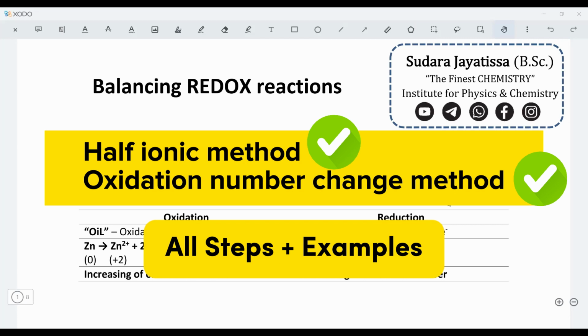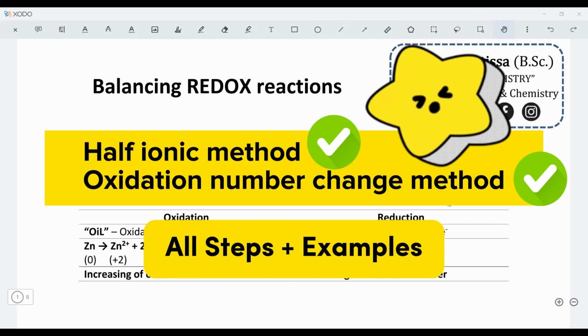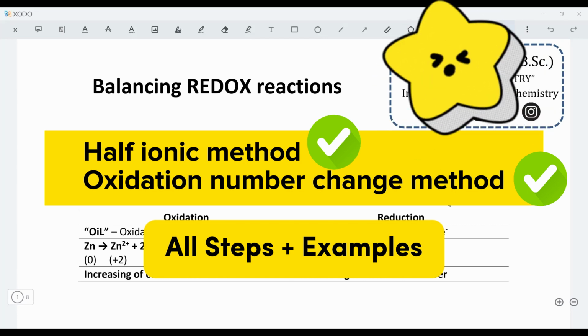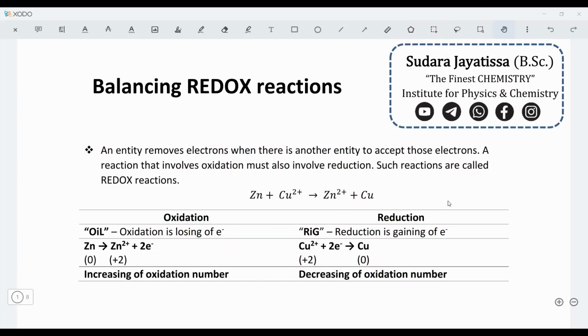This is a very important topic in your exam because you will get chemical calculation questions involving these balanced redox reactions. Before starting the methods, I will give you some overview of what oxidation and reduction are. In the reaction, you can see zinc converts to zinc 2 plus, right? And you can see copper 2 plus converts to copper metal.